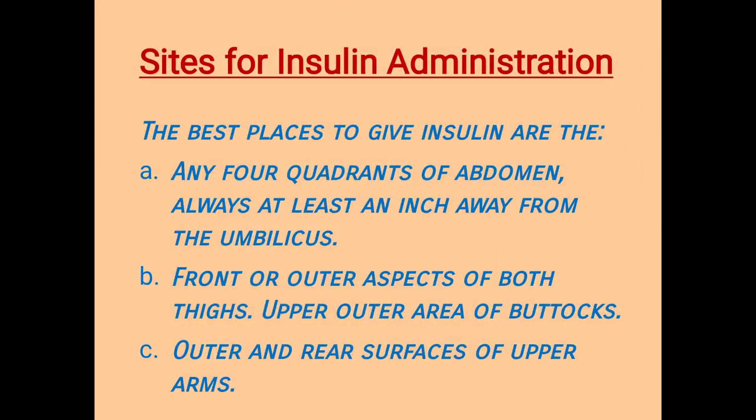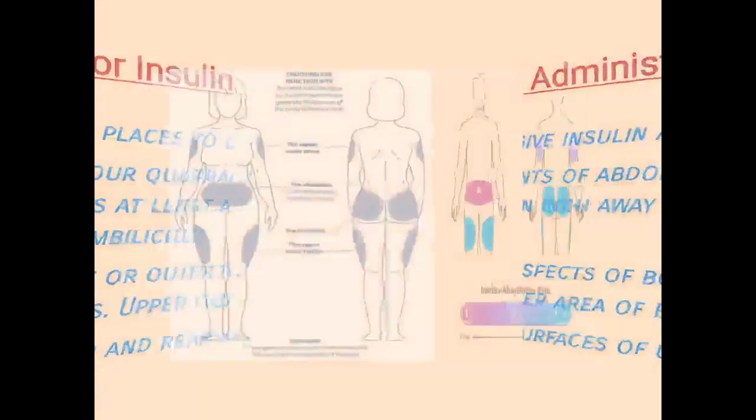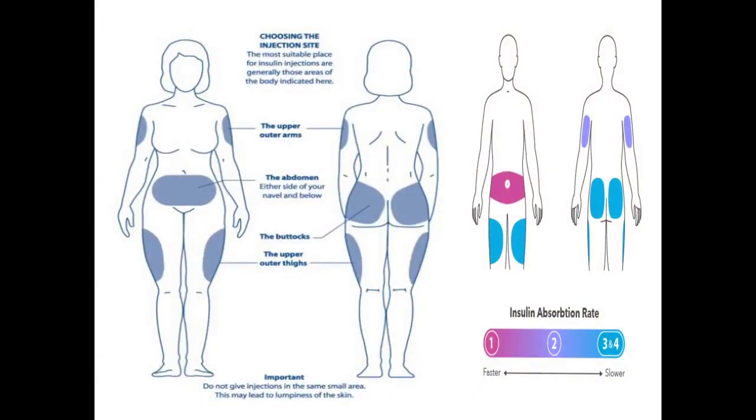Sites for insulin administration. The best places to give insulin are any 4 quadrants of abdomen, always at least an inch away from umbilicus, front or outer aspects of both thighs, upper outer area of buttocks, outer and rear surface of upper arms. In this picture, you can see the insulin administration sites. Towards the right, you can see the pink color, which is the abdomen, where the insulin absorption rate is faster.